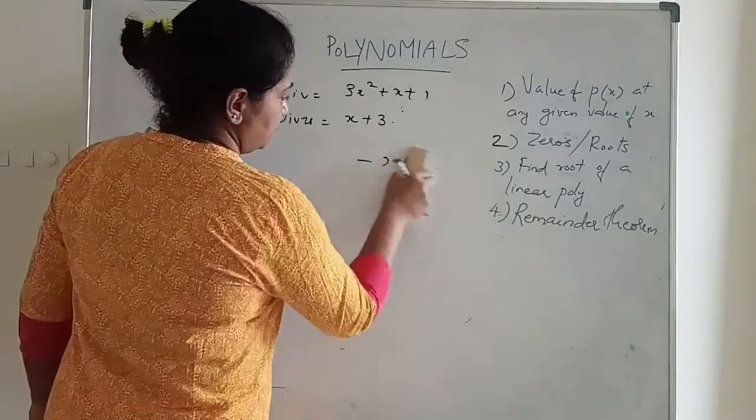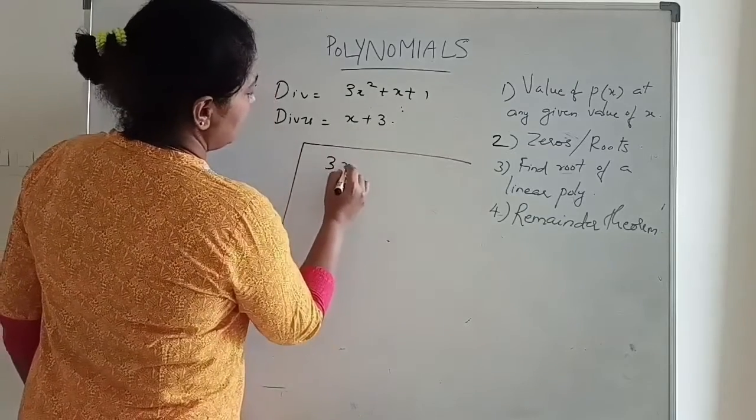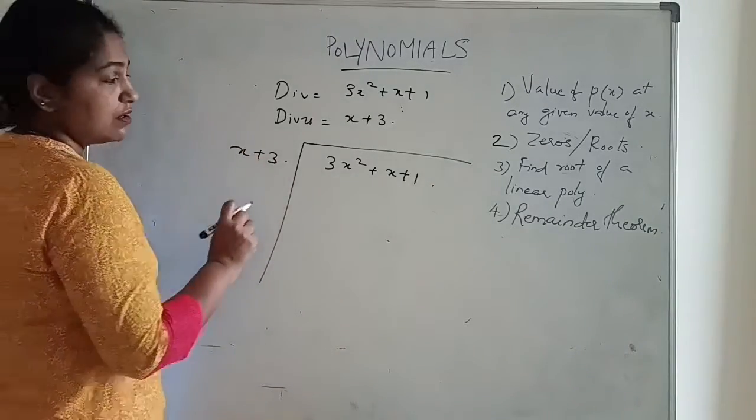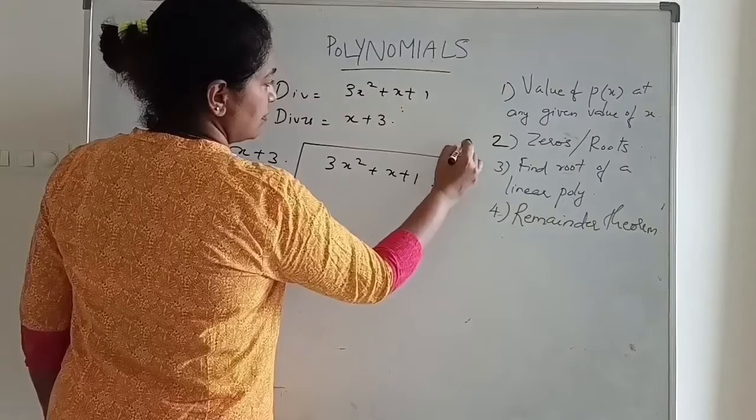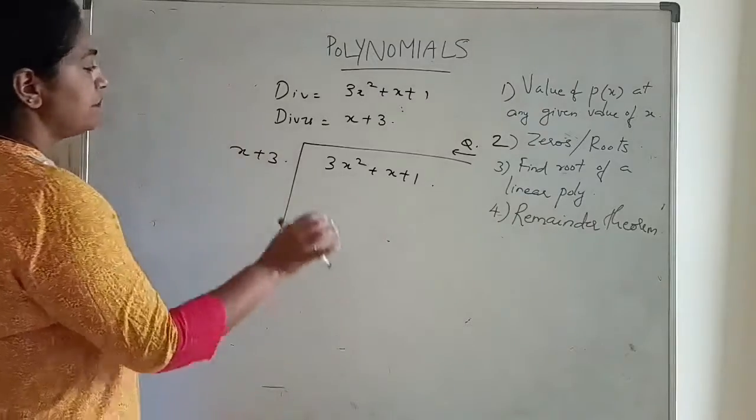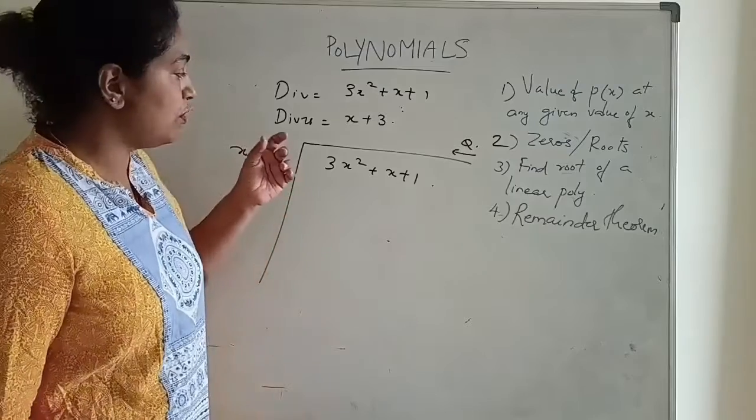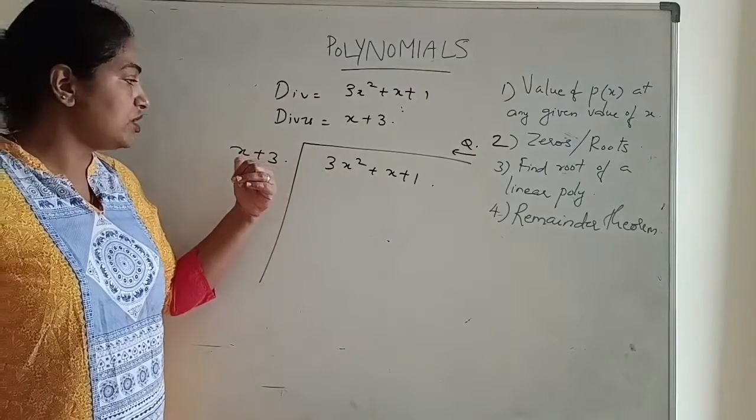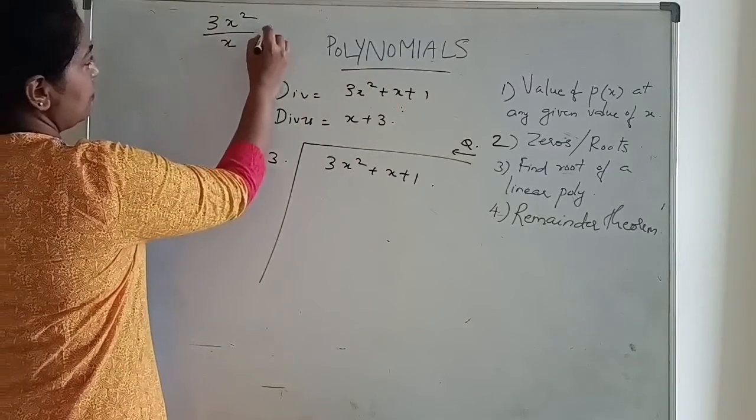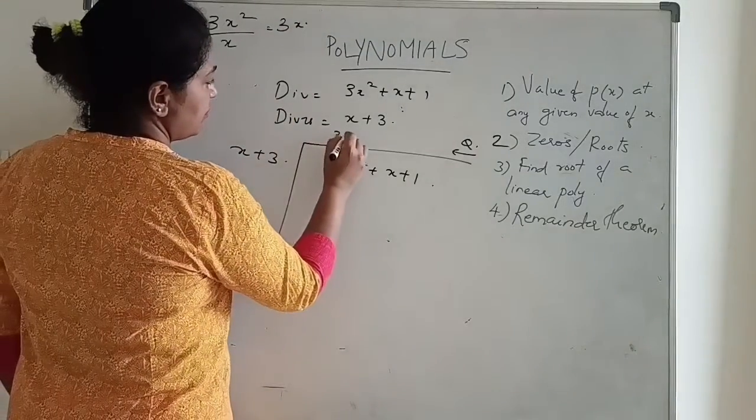Okay. Now, my dividend goes here. My divisor goes here. Okay. My quotient appears here. My remainder will come after my calculations are done, if there is a remainder. Okay. Now, identify the first term of the dividend and the first term of the divisor. So, my first term of the dividend is 3x square. First term of the divisor is an x. So, divide the first term of the dividend by the first term of the divisor. What do I get? I will get a 3x. This is my first term of the quotient.